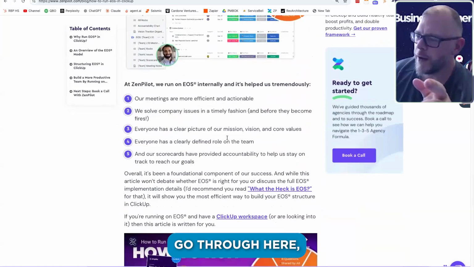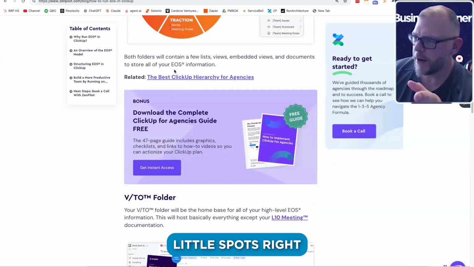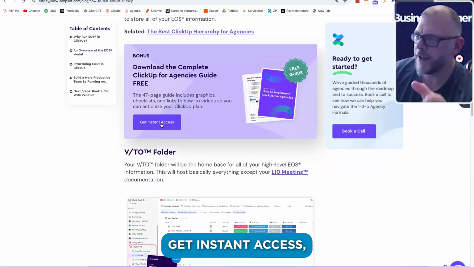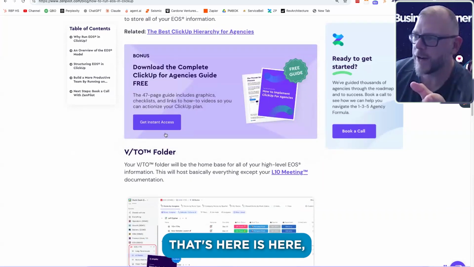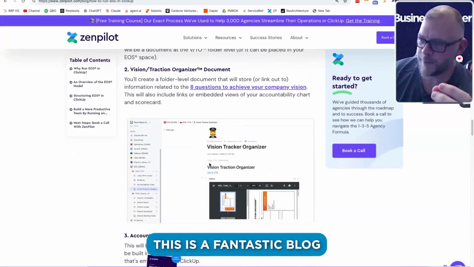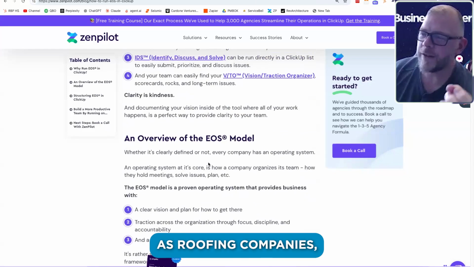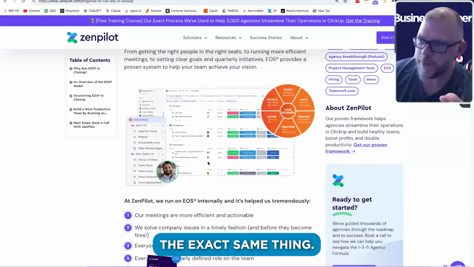Now, when I go through here, as I'm scrolling, they've always got these little spots, right? The best ClickUp hierarchy for agencies, get instant access. So the same thing that's here is here. And then I keep going. And again, this is a fantastic blog that gives such good instructions. And as roofing companies, you can literally do the exact same thing.